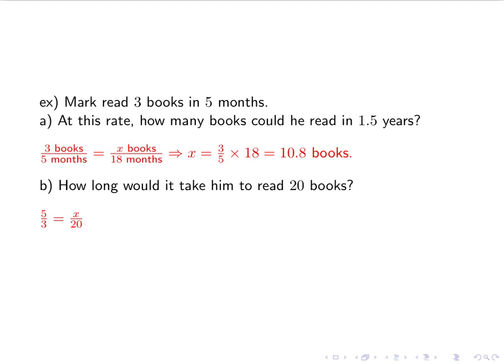easier to solve. So before I had the 3 books over 5 months, but now I'm looking for the months, so I'm doing 5 months over 3 books. So I flipped it because I'm looking for time now. So x is the time. I'm going to put the time on top. So 5 over 3 equals x over 20. The books is on the bottom. Again, I'll just multiply both sides by 20. And then that is 33 1/3 months. Right? This was months, so x is in months.